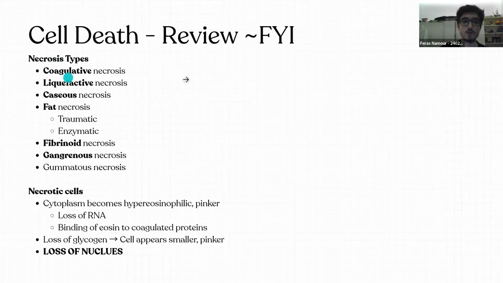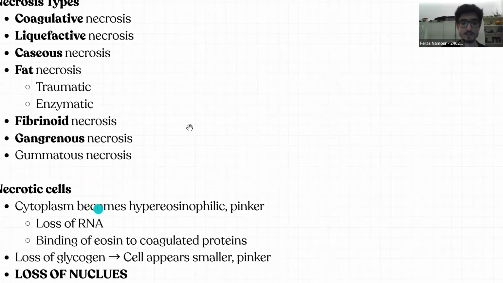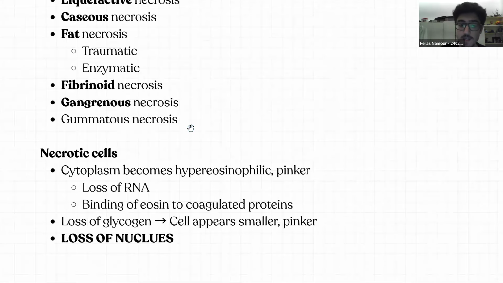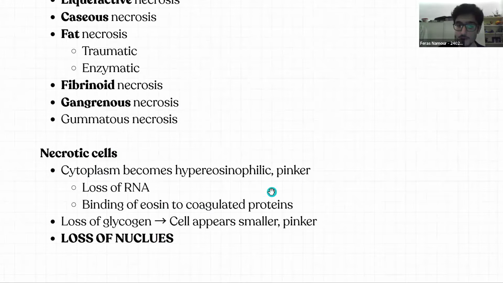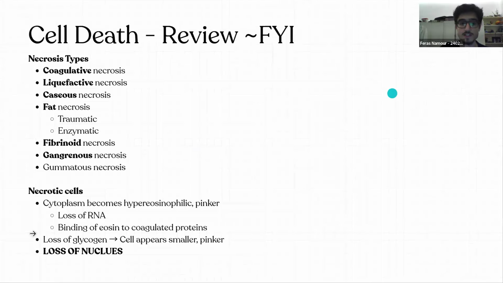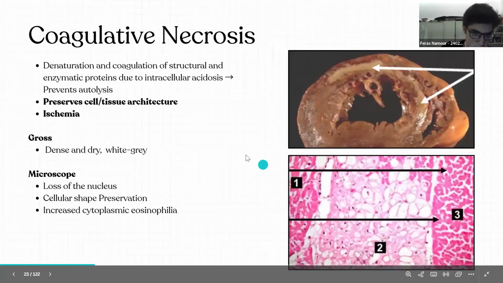Now you have the most important ones, which are coagulative, liquefactive, caseous, and fat. And then you have fibrinoid and gangrenous. You also have gummatous, but don't worry about it. Now, what's the appearance of necrotic cells? Most important thing, they don't have a nucleus. No nucleus, all right? The cytoplasm is very pink because of loss of RNA and binding of eosin, and there's loss of glycogen making it even more pink. So very pink cells and no nucleus. That's how I know there's necrosis going on.